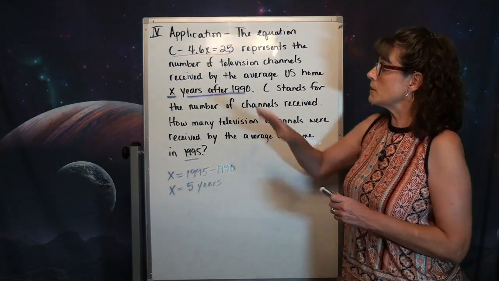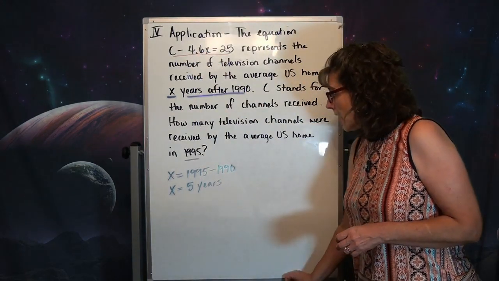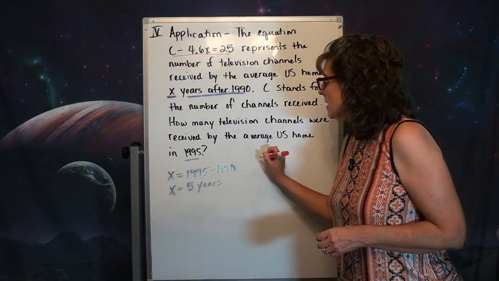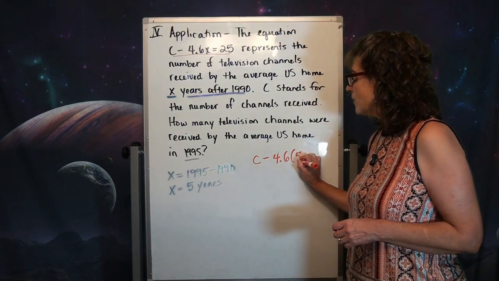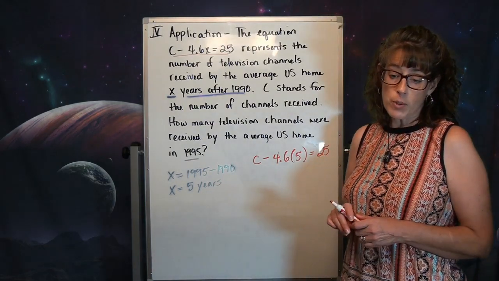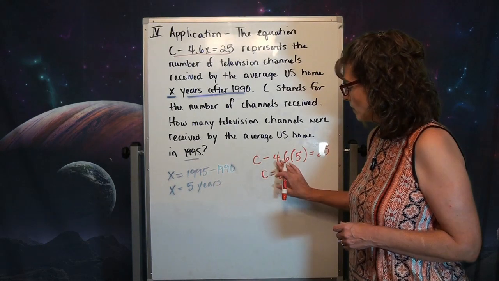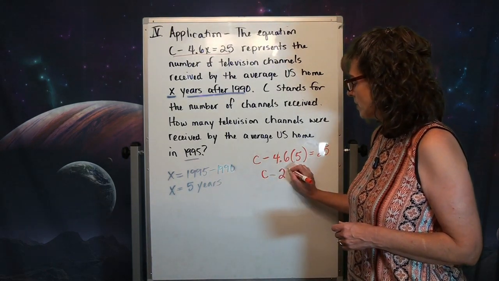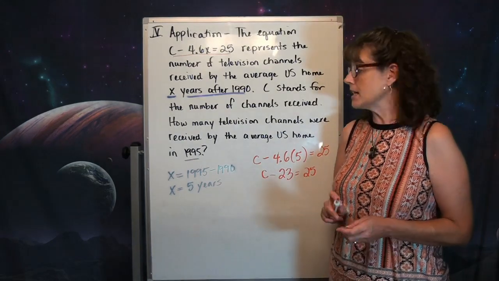So what I'm going to do then is take this equation and put that 5 right here where that x is, and when I do, that's going to give me C minus 4.6 times 5 equal to 25. Now I know that 4.6 times 5 is going to be 23. Whoops, that's minus, it's not equals, I'm sorry. And now I have an equation that I can solve.